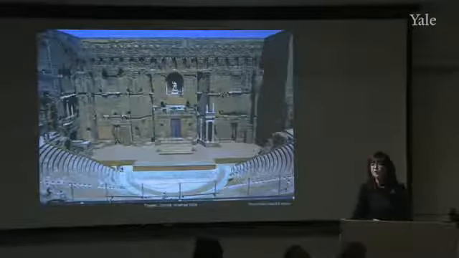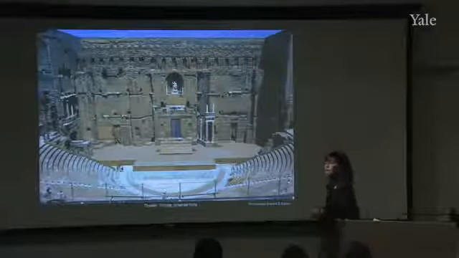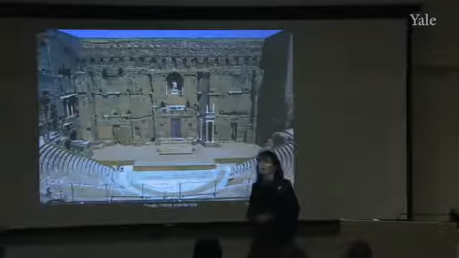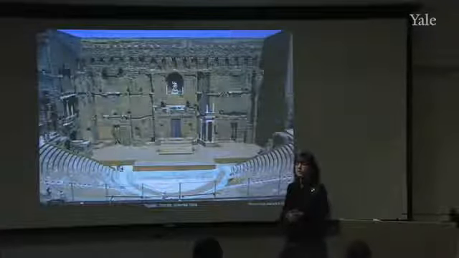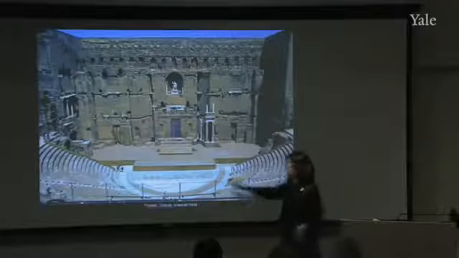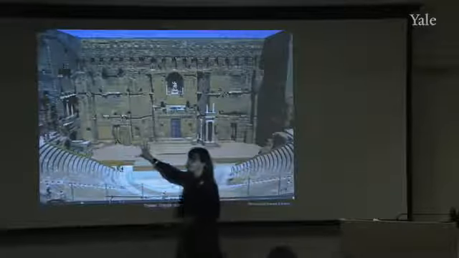But one of the points I want to make today is that the Greeks always built their theaters on hillsides. They used the natural hill to support the seats. And that's true at Orange as well.